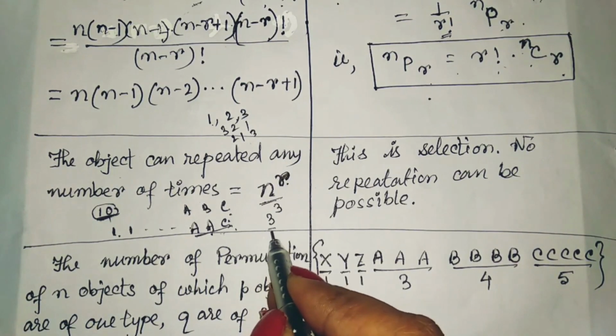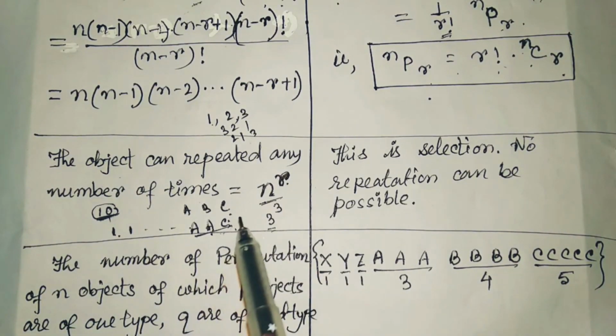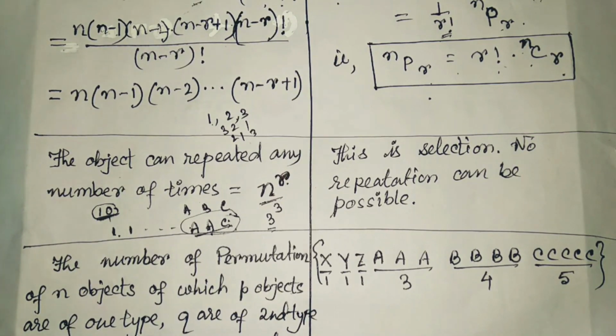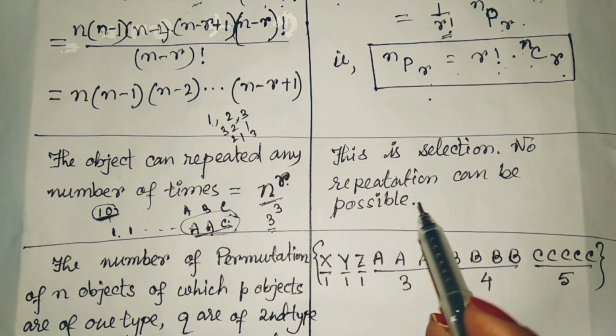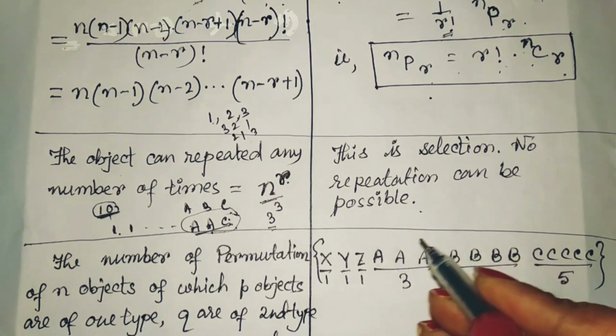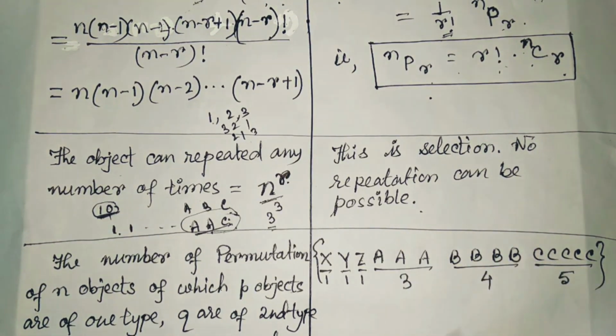So this is the total number of ways by which we can arrange these 3 letters. Now for combination, the selection is there. That means repetition of one object again and again is not possible, because once you select one object, then it is done. There is no other option to select the same object again.